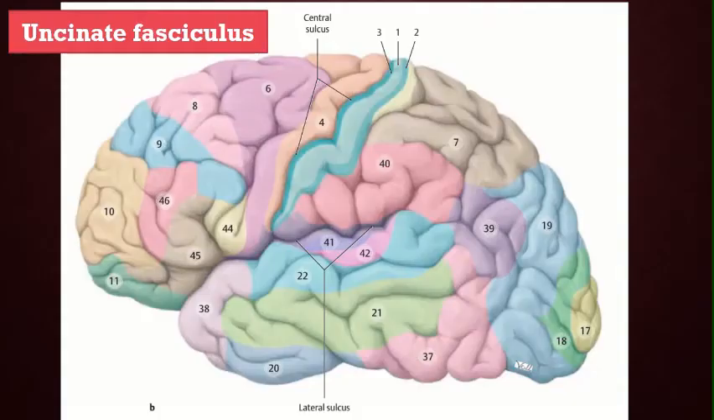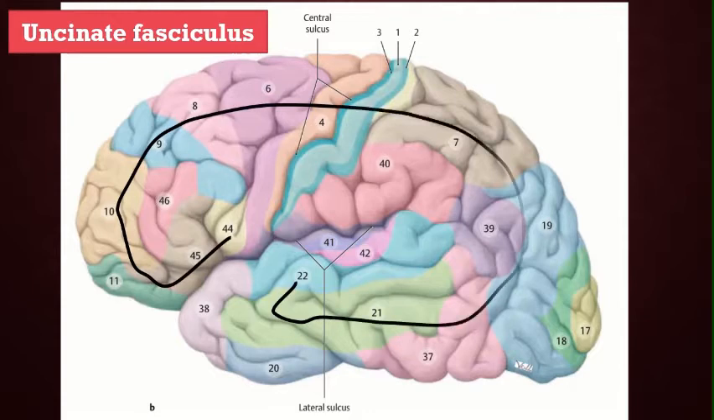The next one which we are going to see is the uncinate fasciculus. It is also called arcuate. What about this uncinate fasciculus? It is a type of long association fiber. They hook around the floor of the stem of the lateral sylvian fissure or lateral sulcus, and this uncinate fasciculus is connecting area number 44 to area number 22, which is present in the superior temporal gyrus.